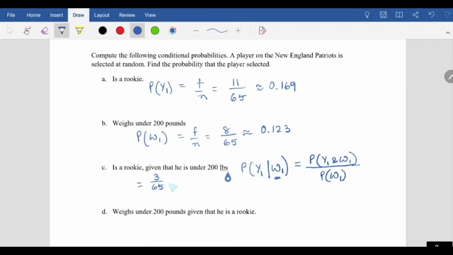Okay, 65 divided by the probability of W1. So W1 was 8, so 8 divided by 65. All right, so which will give us 3 over 8. So it's going to be 3 divided by 65.